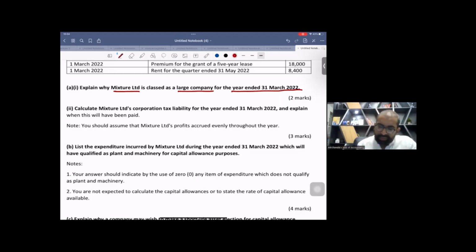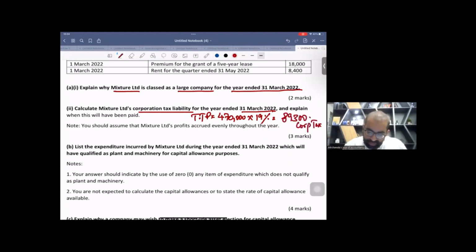Next thing. Calculate the Mixture Limited corporation tax liability for the year ended 31st March 2022. What is TTP? TTP is 470K times 19%. 470,000 times 19%. Come on, do it. How much? 89,300. Okay, thank you. This is your corporation tax.